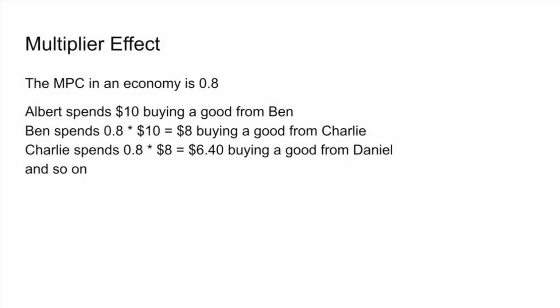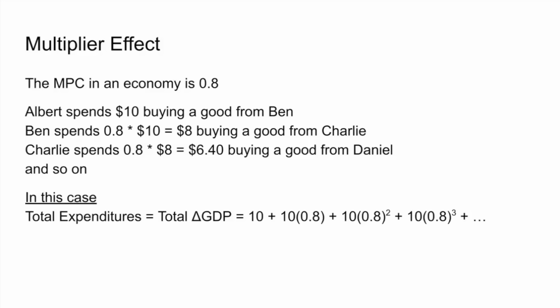So here's the multiplier effect. Suppose the marginal propensity to consume in an economy is 0.8. If Albert spends $10 to buy a good from Ben, then Ben would spend 0.8 times that, which is $8, buying a good from someone else, let's say Charlie, and Charlie spends 0.8 times $8, or $6.40, buying a good from someone else, Daniel, and so on. So total expenditures, which is the total change in GDP, is equal to 10 plus 10 times 0.8 plus 10 times 0.8 squared, and so on.